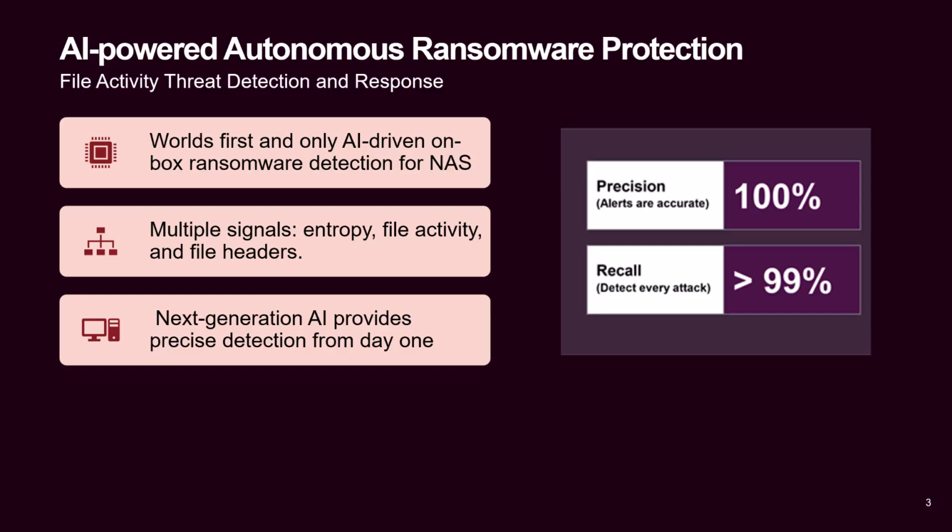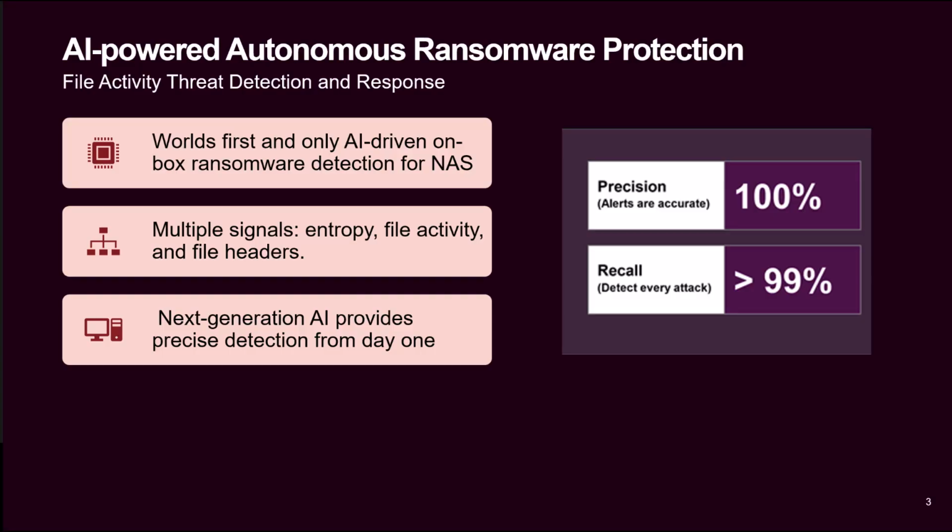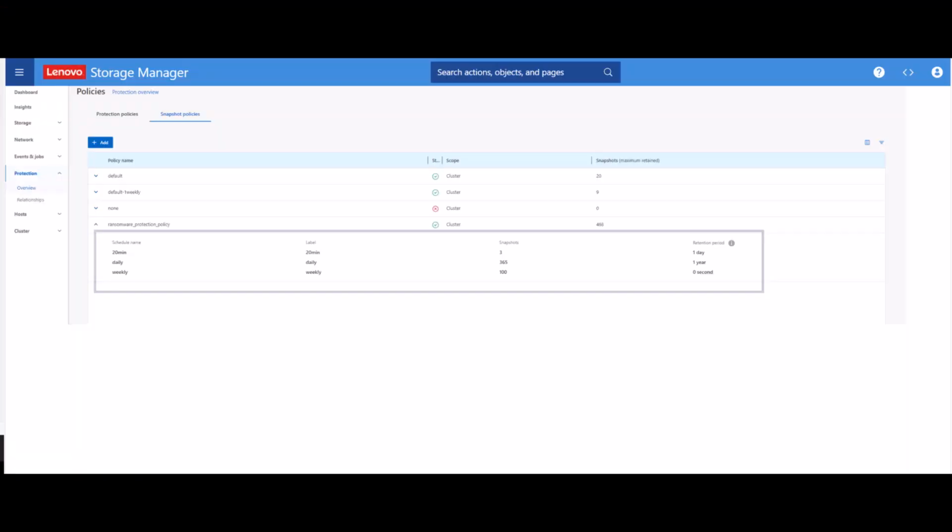And from ONTAP 9.16, there is no learning period and you are ready to combat ransomware from day one. ARP alerts are extremely precise, meaning the chance of getting false positives is very low. These numbers have been validated by an independent lab in their testing environment. Now, let's move on to the demo.